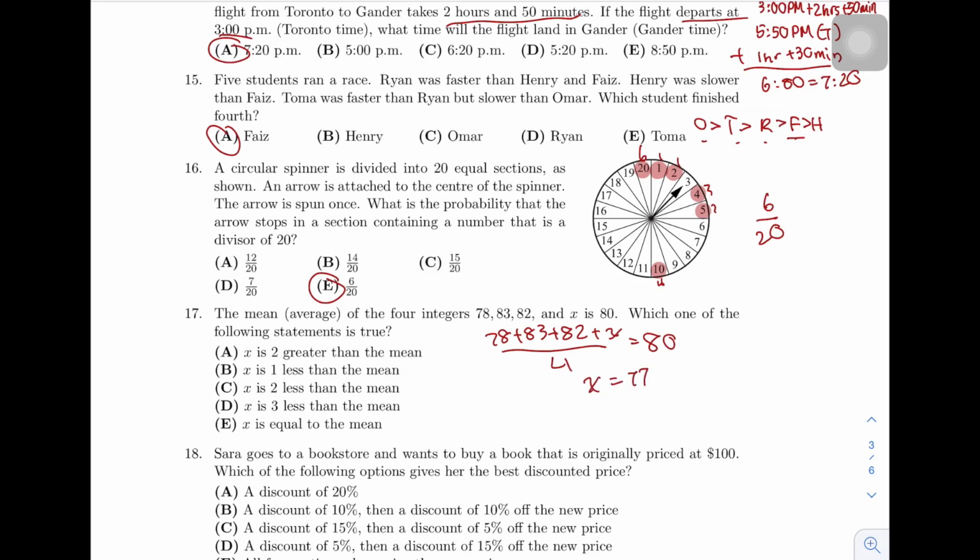And if you look through all of the statements, then you find that D is the correct answer because 80 minus 77 equals 3. So then x is 3 less than the mean.